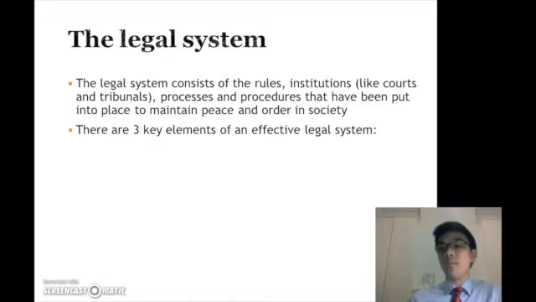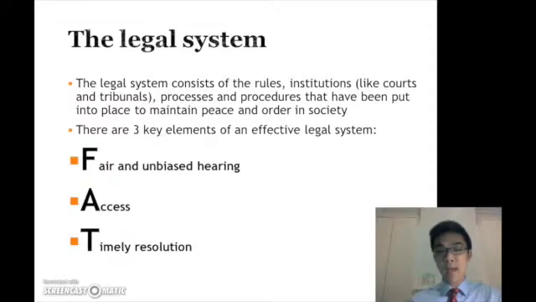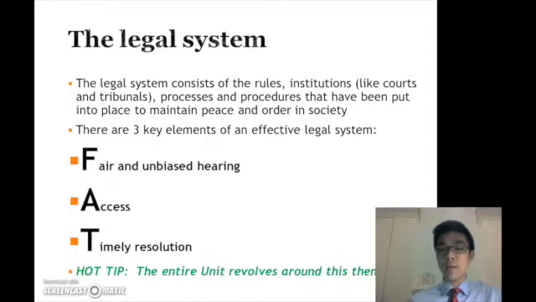And this is one way of looking at the legal system, that there are three elements that make this legal system really effective. And you'll see an acronym about to appear, F for fair and unbiased hearing, A for access, and T for timely resolution. So I like to refer to this as FAT. Okay, so it's one way of remembering the three elements of an effective legal system. And we're going to go into this in a lot more detail.